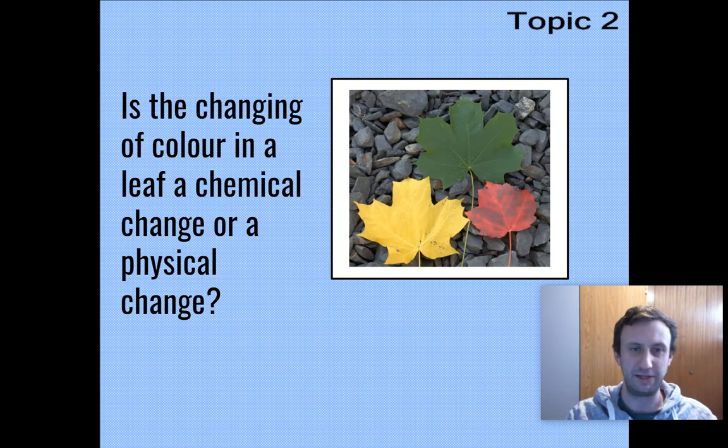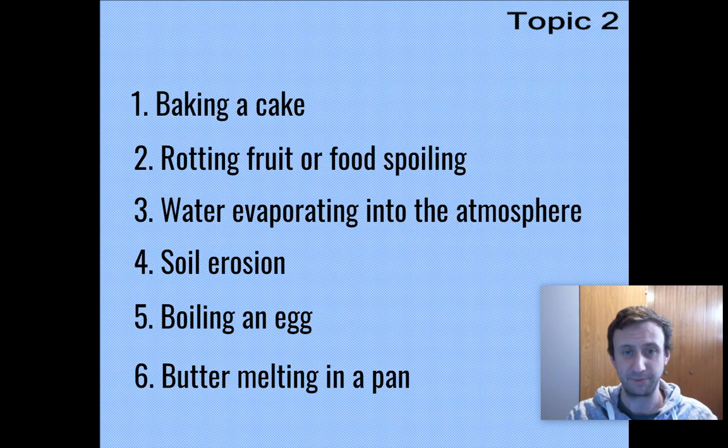So, color changing in a leaf. Do we think this is a chemical change or a physical change? Well, you've got to be thinking, all right, it changed color. So I probably have something present with the color change that was not present before. This is a chemical change. Baking a cake, chemical change. Rotting fruit or food spoiling, chemical change.